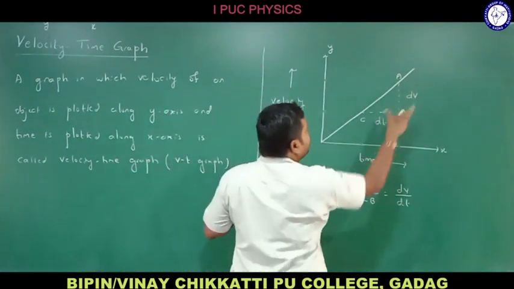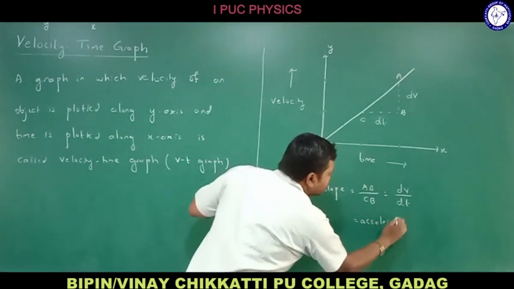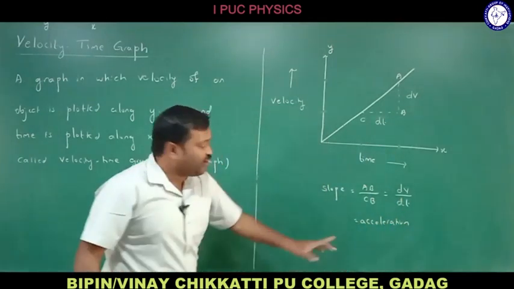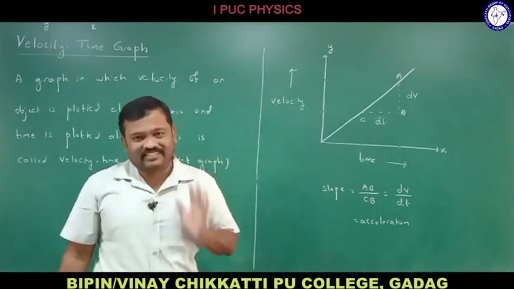Change in velocity with respect to time is called what? Acceleration. What does the slope of a VT graph give? The slope of a velocity-time graph gives acceleration. You need to understand this.